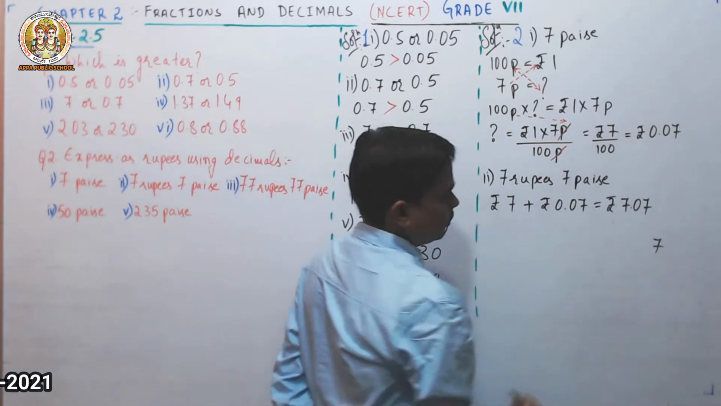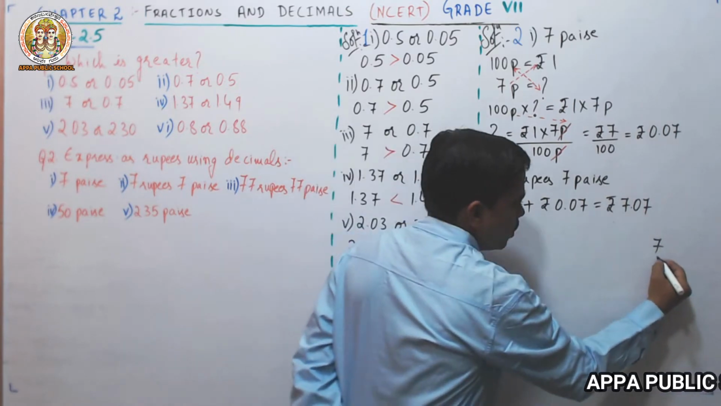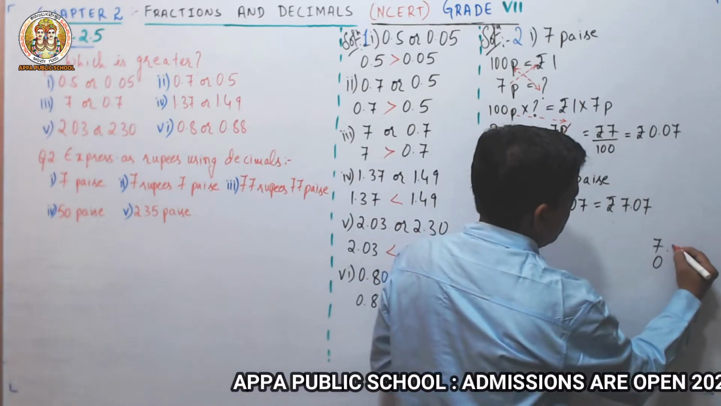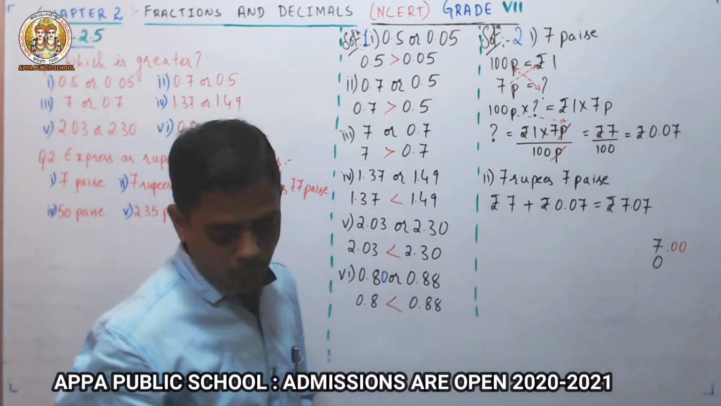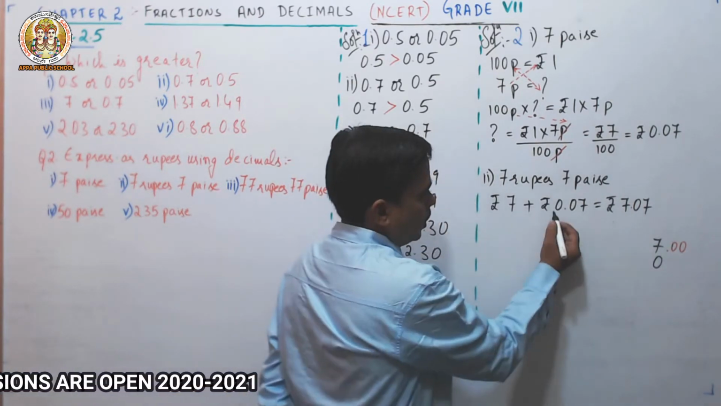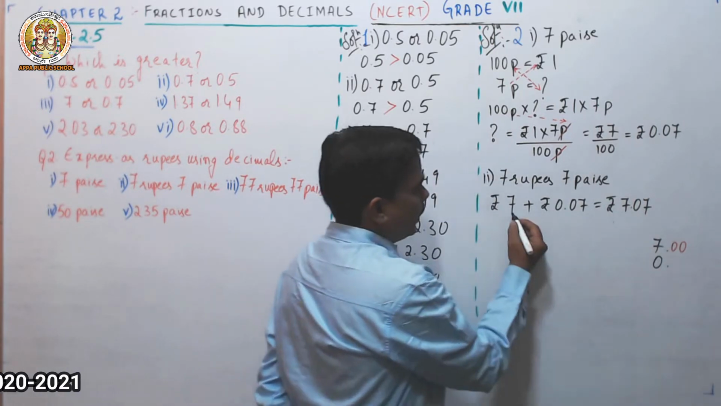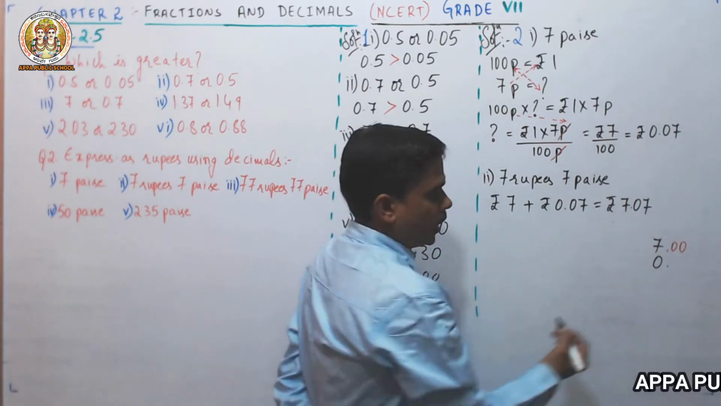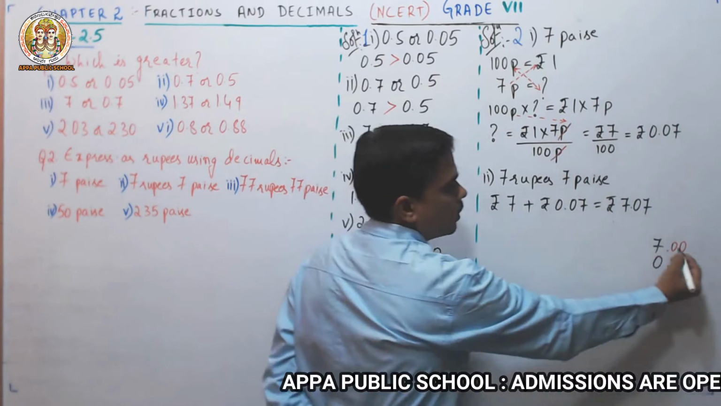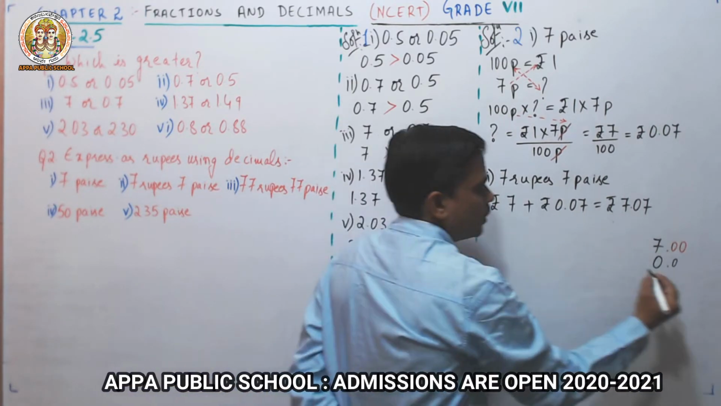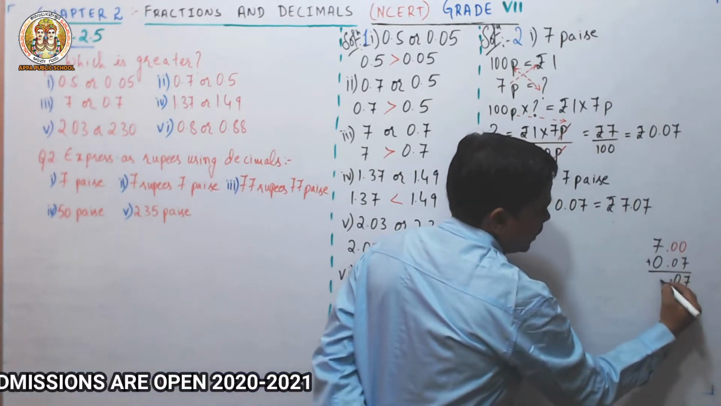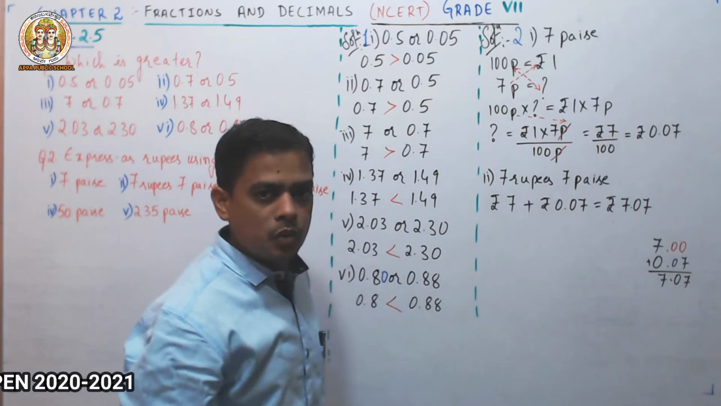See, this is 7. The unit place here is 0. So shall I write this as 7.00? Okay, 7.00 is 7 only. 7 is in the unit place, and 0 I have written in the unit place. In the tenth place it is 0, whereas in the tenth place here also it is 0. In the hundredth place here it is 0, whereas in the hundredth place it is 7 here. Can I add now? 7, 0, point as it is, 7. 7.07. That's it.